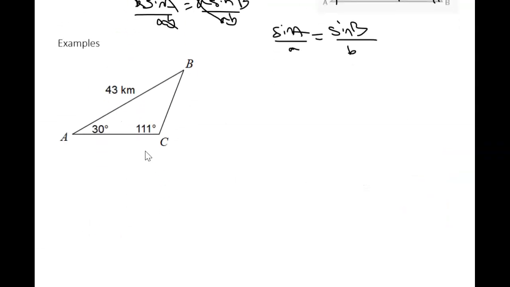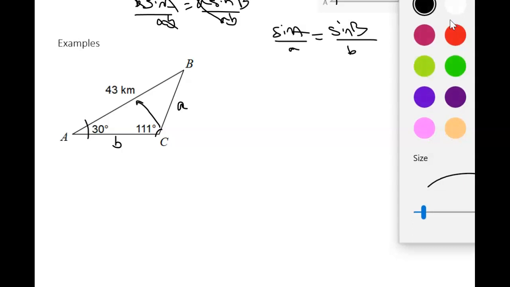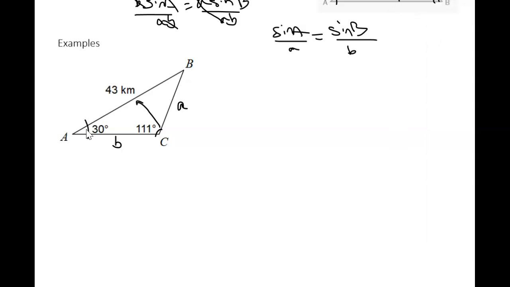For this first example, you can see that we have this angle right here and the side across from it. We have this angle right here, and that's about it. So let's label this side A, and let's label this side B. And then we know that the angles in a triangle have to add up to 180, so we can add 30 and 111 to get 141, and subtract 141 from 180 to get 39 degrees for angle B.